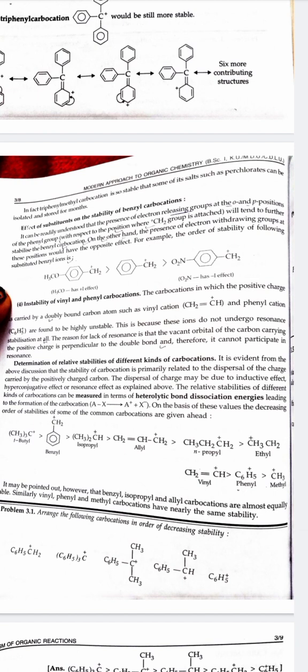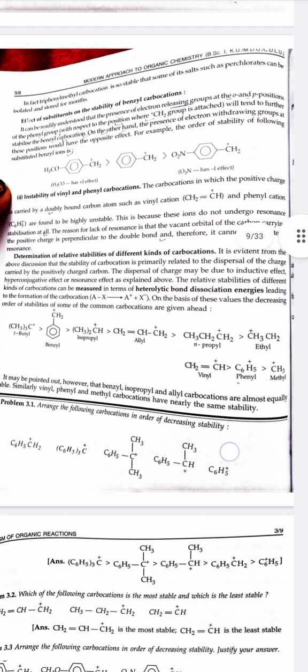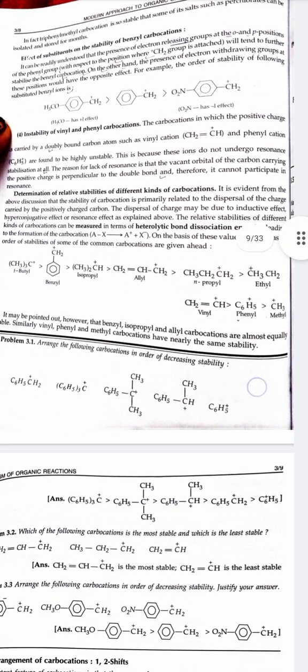The relative stabilities of different kinds of carbocations can be measured in terms of heterolytic bond dissociation energies, leading to the formation of carbocation. On the basis of these values, the decreasing order of stability of some of the common carbocations is given ahead. It may be pointed out, however, that benzyl, isopropyl and allyl carbocations are almost equally stable. Similarly, vinyl, phenyl and methyl carbocations have nearly the same stability.